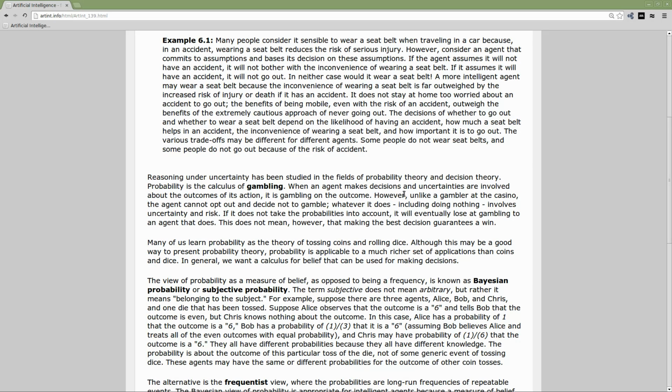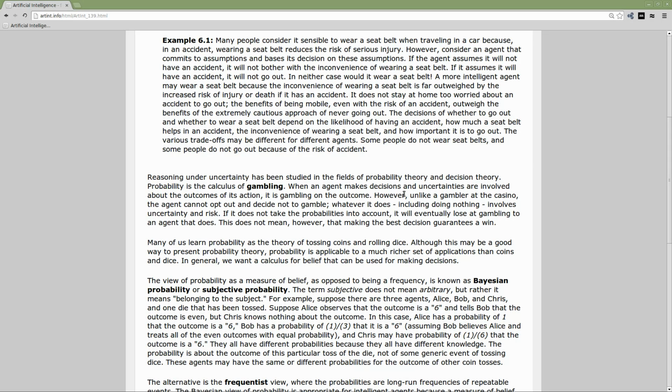When an agent makes decisions and uncertainties are involved about the outcomes of its action, it is gambling on the outcome. However, unlike a gambler at a casino, the agent cannot opt out and decide not to gamble. Whatever it does, including doing nothing, involves uncertainty and risk. If it does not take probabilities into account, it will eventually lose at gambling to an agent that does. This does not mean, however, that making the best decision guarantees a win.